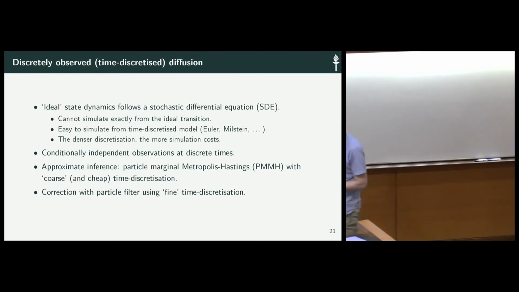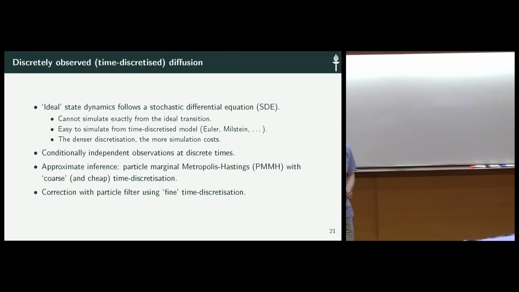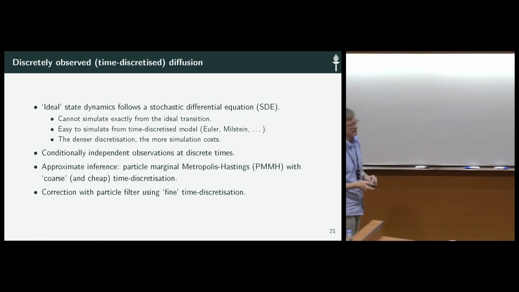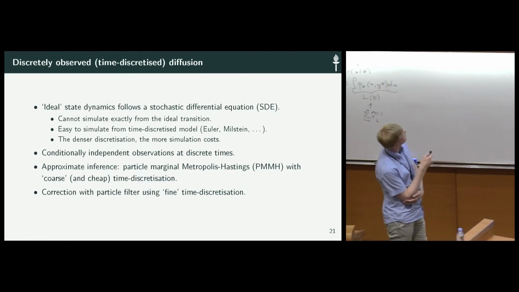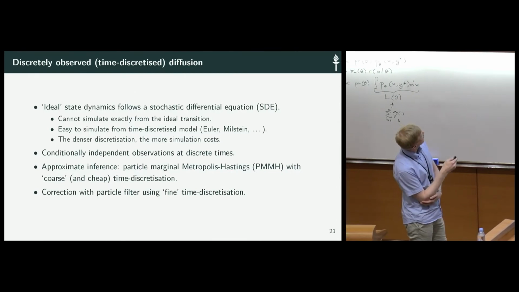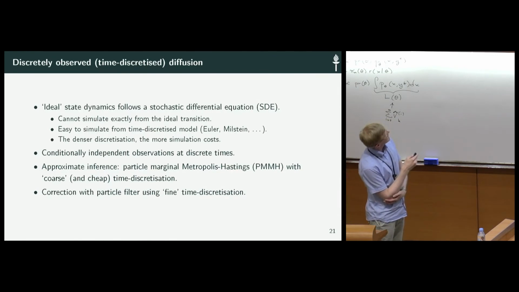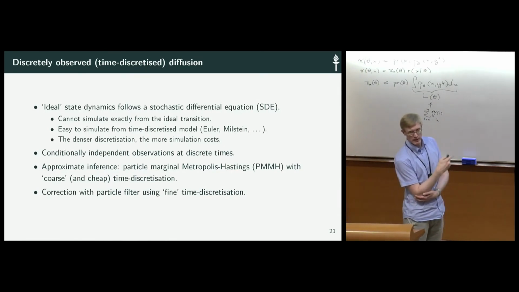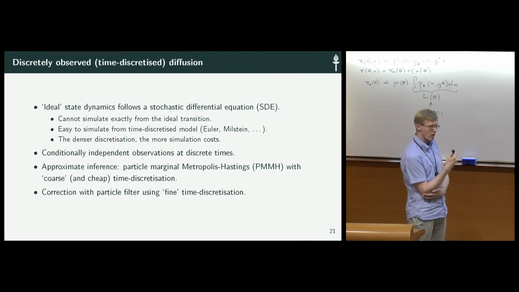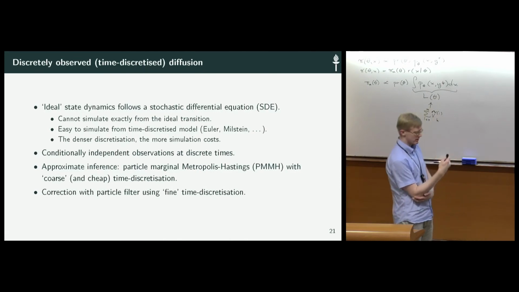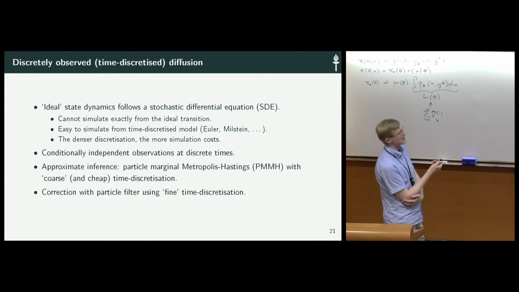Discrete times, when you observe in a noisy way, noisy observations of the thing. Anyway, the point is that we can't really simulate from the ideal model, but we can discretize. That's easy, and it's easy to simulate from a discretization. But the more discretization points you have, the denser the mesh is, the more it costs, basically. So there's a trade-off there.